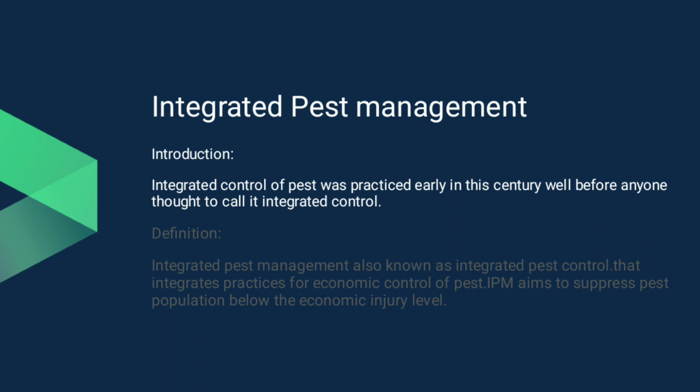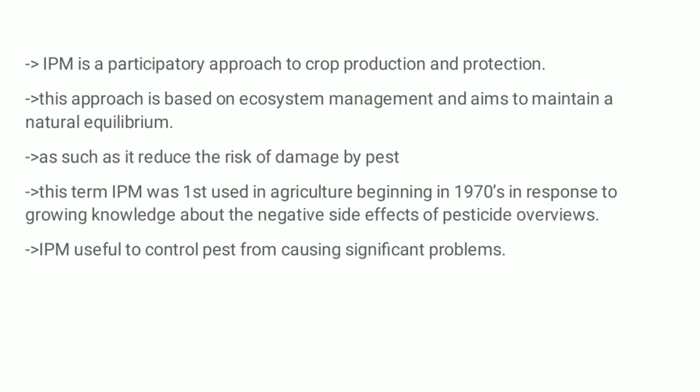Today we discuss integrated pest management. So, introduction: integrated control of the pest was practiced early in this century, well before anyone thought to call it integrated control. Definition: integrated pest management is also known as integrated pest control, which integrates the practice of the economic control of pest. IPM aims to suppress the pest population below the economic injury level.